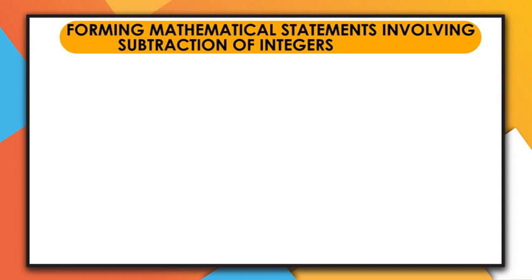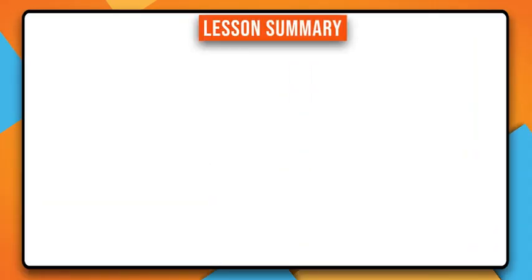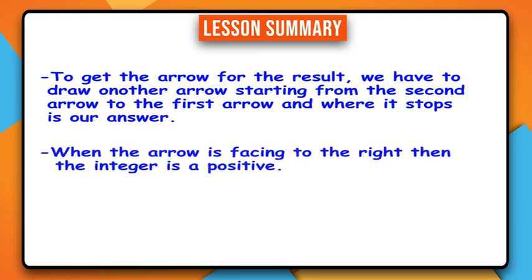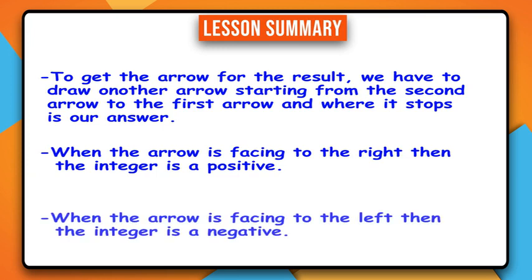My beloved viewer, we have seen that to get the second arrow for the result, we have to start from the second arrow and we look for the first arrow. And if the integer is put towards the right, that is a positive integer. And if an integer is towards the left, that is a negative integer.